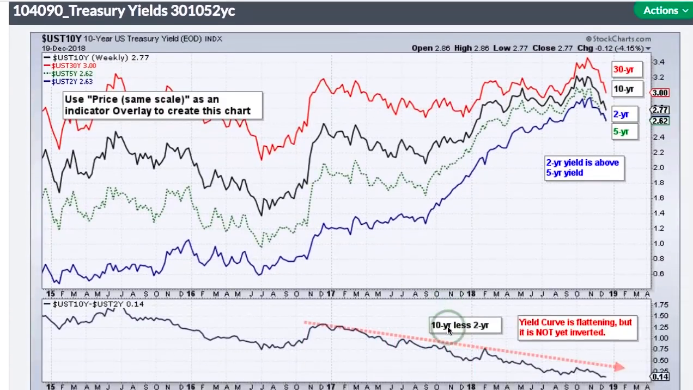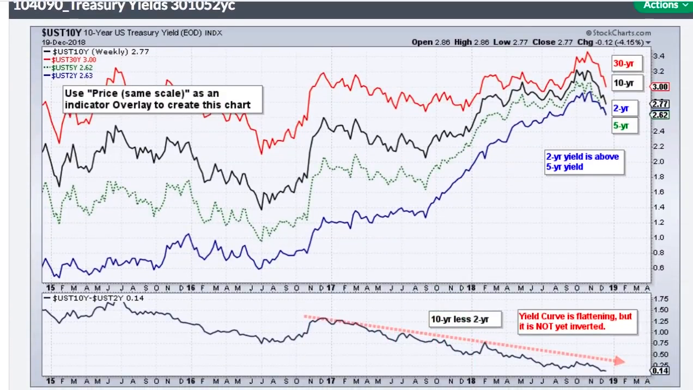Now, since we're on Treasuries, we'll just check in on the yield curve because we do have some inversion working. You can see that the 2-year yield is above the 5-year yield. Over on the left, you can see the actual prices. It's not by much. 2 years at 2.63%, 5 years just below it at 2.62%.